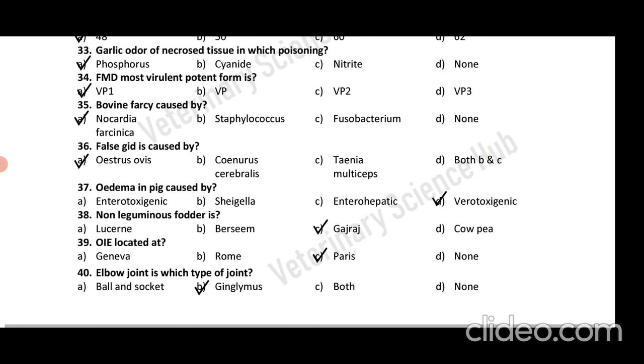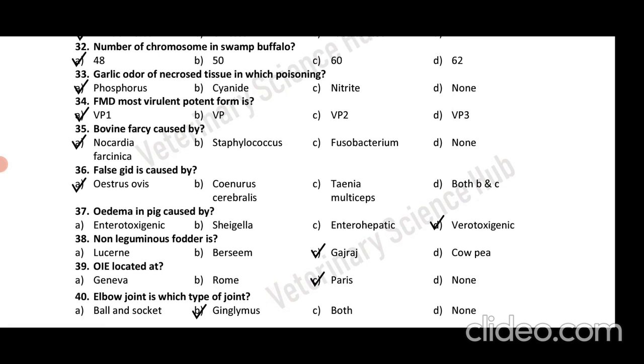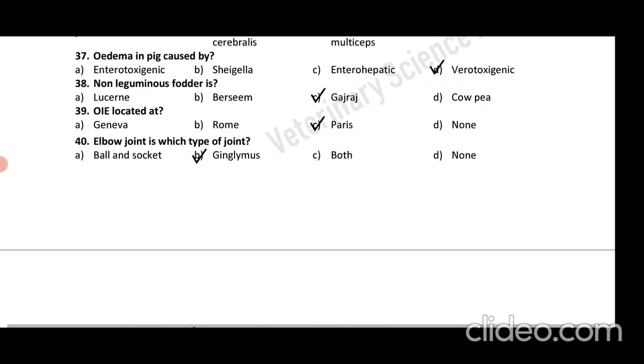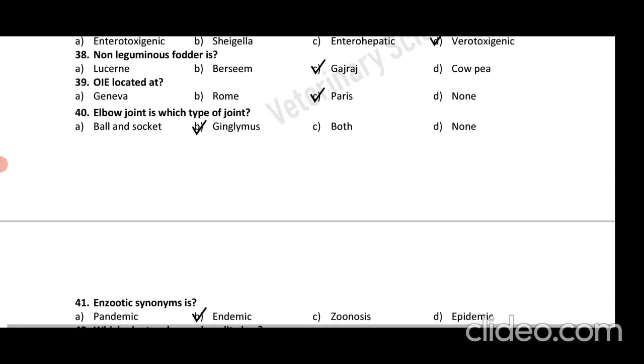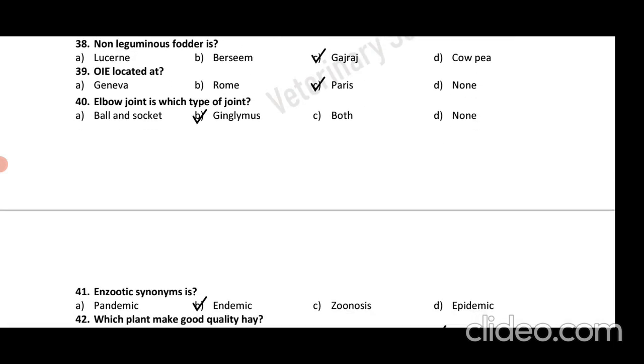Elbow joint is which type of joint? Ginglymus. Ginglymus literally means hinge. So the elbow joint is a hinge joint, and in Latin we call it the ginglymus joint. Enzootic is a synonym of endemic. Enzootic or endemic is the same term.